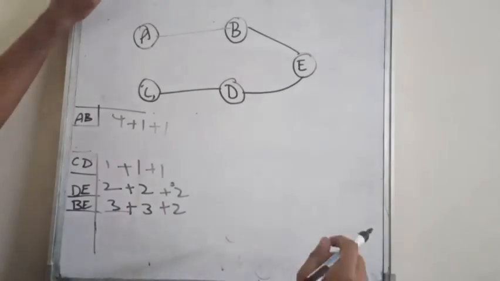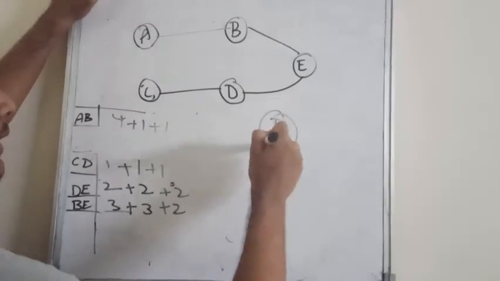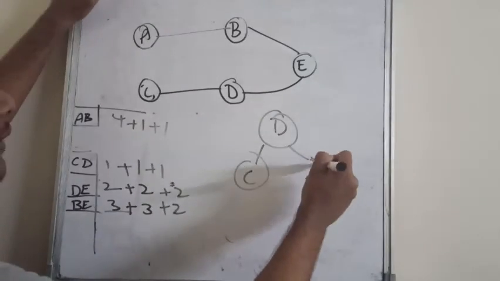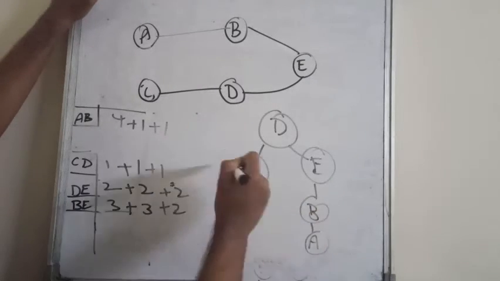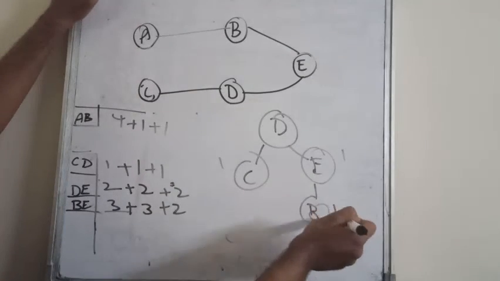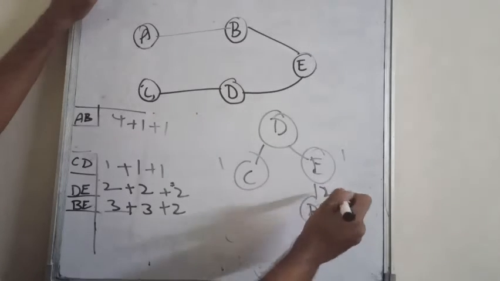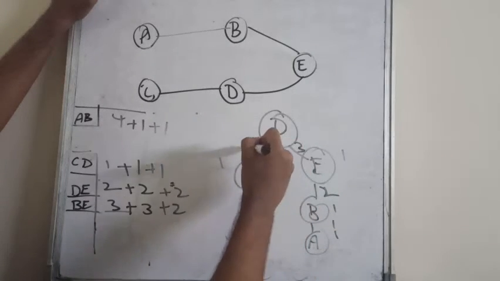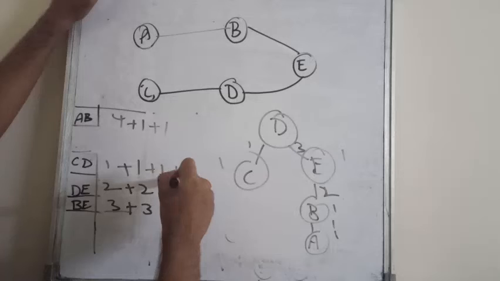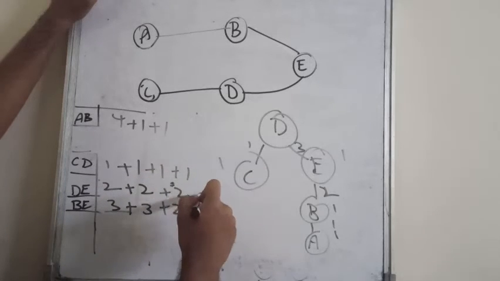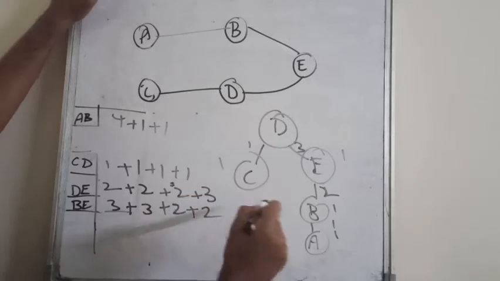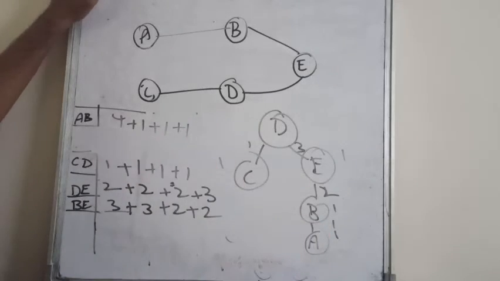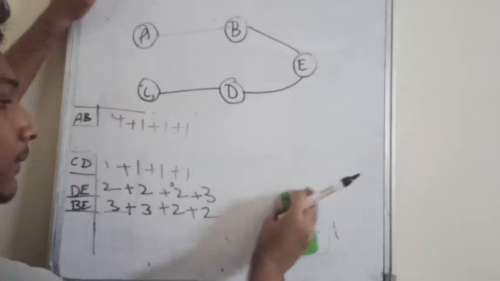Now we need it with respect to D. D has C on one side, E on one side, B and direct connection A. So I'll make it 1, 1, 1, 1, 1, 2, 1 plus 1, 2, 2 plus 1, 3, and this will be 1. So CD is 1, DE is 3, EB is 2, and AB is 1. Okay, we're done with this as well.